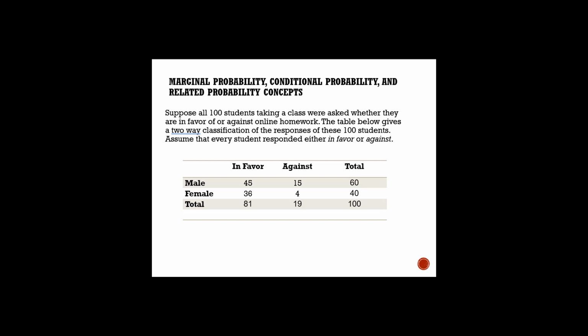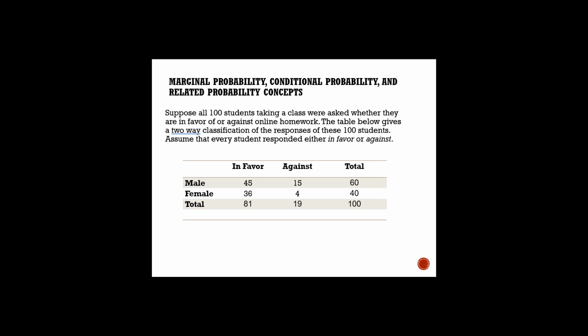Here's an example of a contingency table in which 100 students taking a class were surveyed. They're asked whether they're in favor of or against online homework. This table is what we call a two-way classification of the responses of these 100 students. Why do we call it two-way? Well, first of all, we captured their opinion: are they in favor or against? And then we captured gender, because quite often opinion changes based on gender. So we have male and female here.